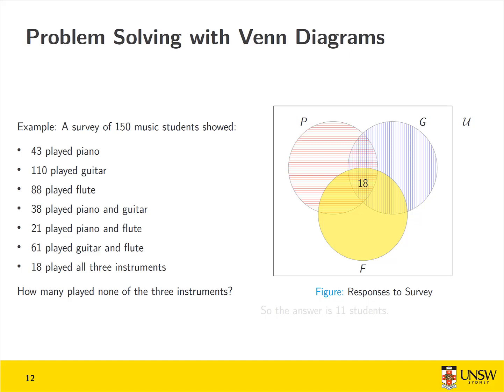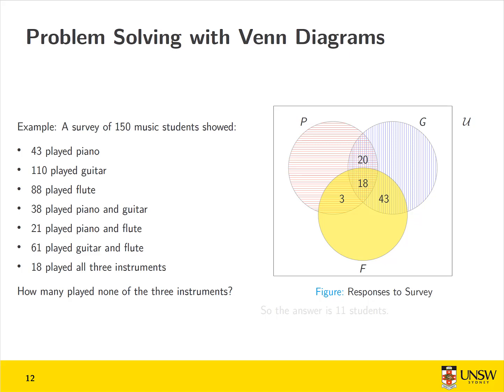Next, we know that 38 students played piano and guitar, but of these, 18 also played flute. So the difference of 20 must represent those students who play piano and guitar, but not flute. Similarly, 21 played piano and flute, so 3 played piano and flute, but not guitar. And since 61 played guitar and flute, 43 of these did not play piano.